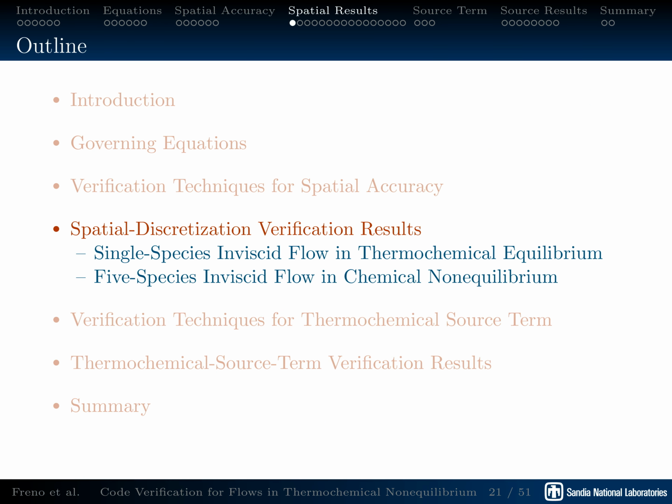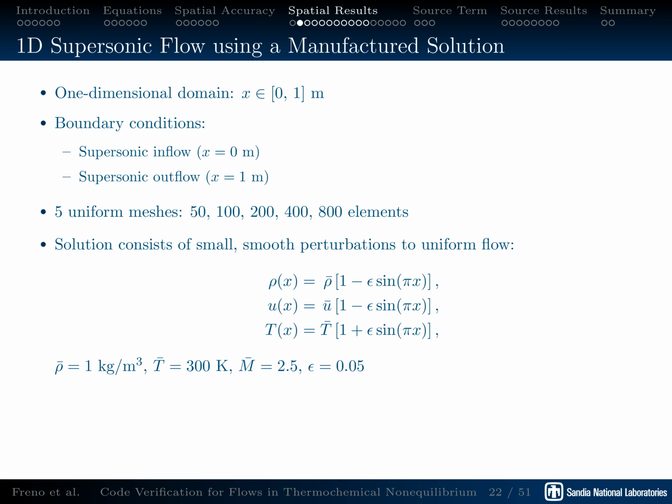Now I will demonstrate the effectiveness of these approaches. The first case is a simple, one-dimensional supersonic flow case using a manufactured solution. The relevant boundary conditions are supersonic inflow and supersonic outflow. We consider 5 uniform meshes, and our manufactured solutions are sinusoidal perturbations to a uniform flow.